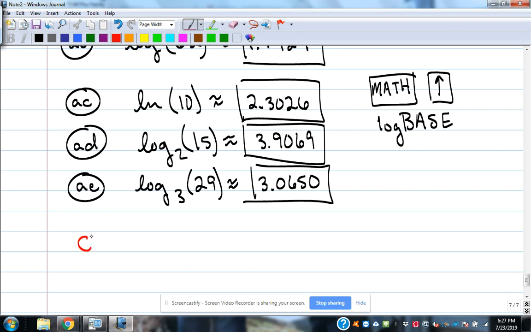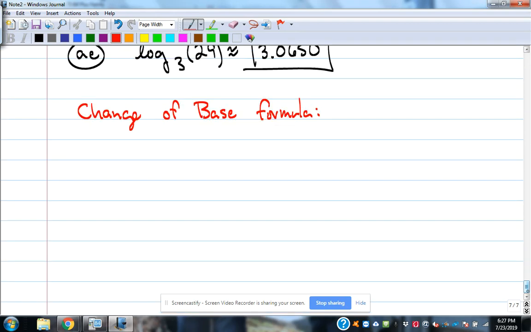There's a thing called the change of base formula. And I actually have seen this come up on the final exam. That's why I go over it. The change of base formula has come up on the final before. It doesn't do it every year, but they'll throw it in there every now and then. And it's really easy if you know it.